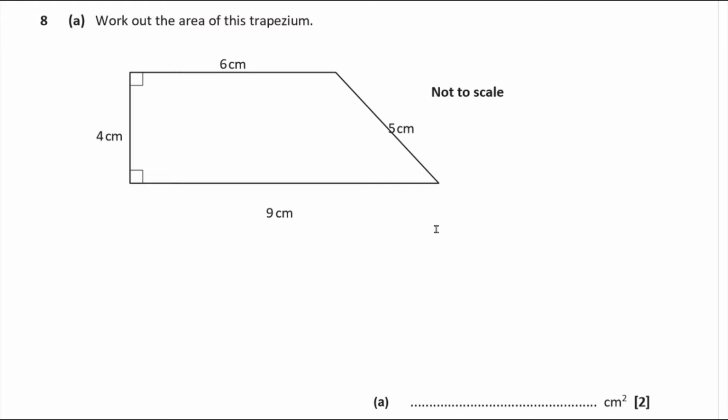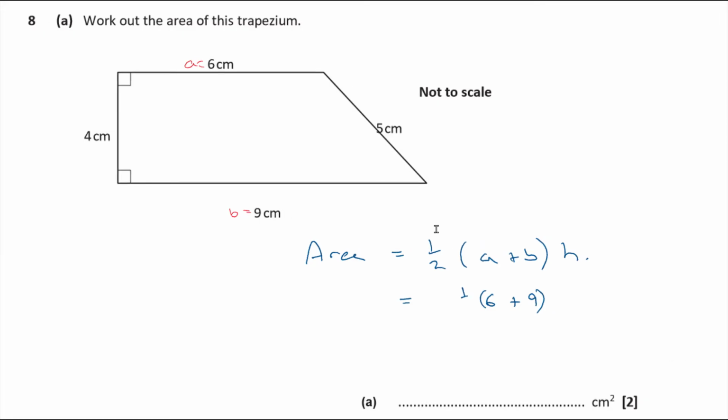Question 8a, work out the area of this trapezium. Okay, well the formula for the area of a trapezium is a half, a plus b, times h. Essentially what you're doing is taking your two parallel sides, a and b, and averaging them, adding them together and dividing by 2. So it's taking your a value 6, adding on the b value 9, 6 plus 9 is 15, and then we halve that to find the midway value between 6 and 9.